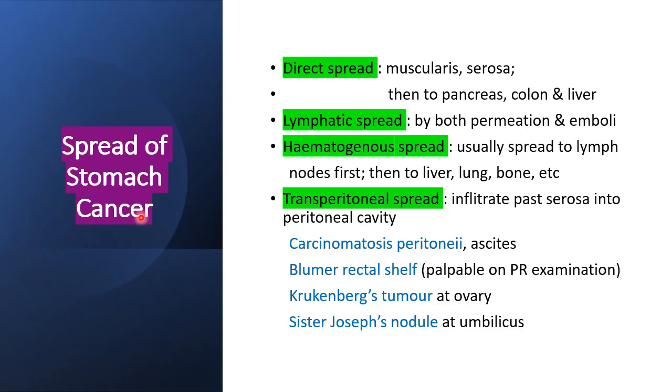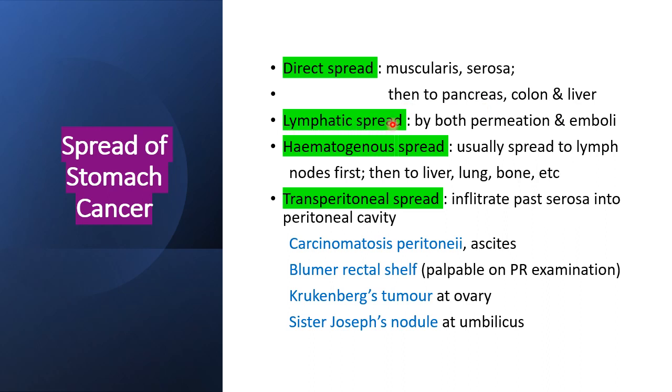Now, the spread of gastric cancer. There are a number of ways it spreads which are important. Direct spread through the muscularis, through the serosa, to the wall of the stomach, into the serosa, and then to the adjacent organs. The adjacent organs commonly involved are the pancreas, colon, and liver.